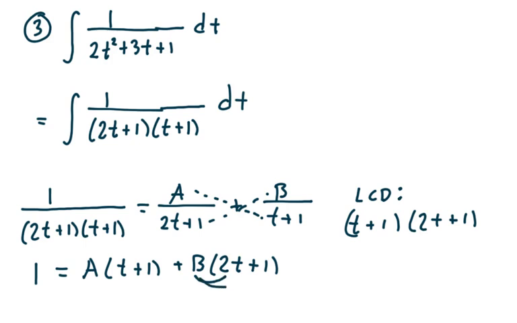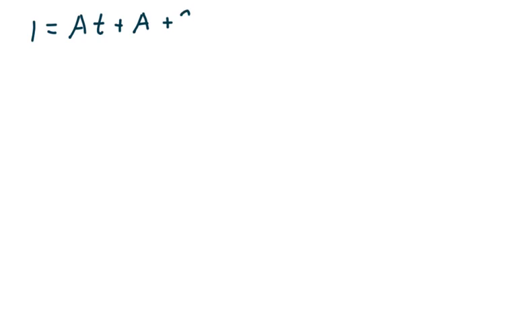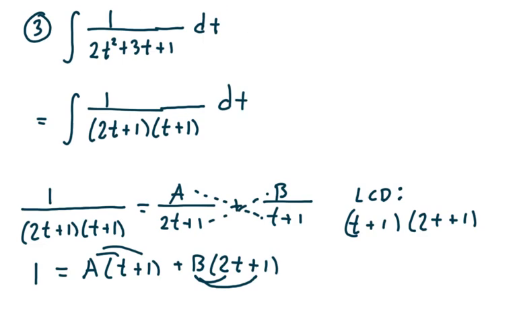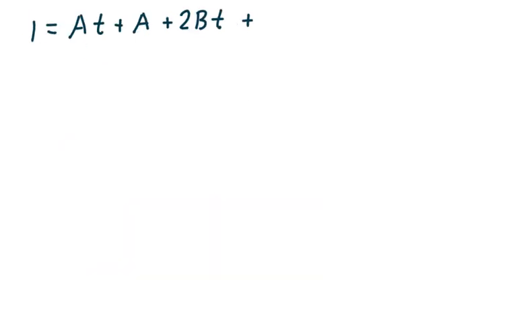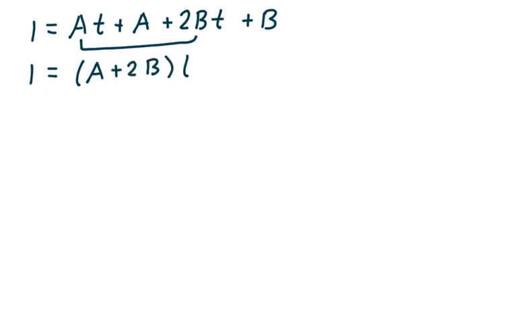So 1 equals at plus a plus, now I want you to notice, I'm going to distribute the b inside to each term, just like I did the a, right? And then I'm going to get 2bt plus b. Do we agree? Now, 1 equals, I'm going to combine these terms together and factor out the t. So I get a plus 2b times t plus a plus b.